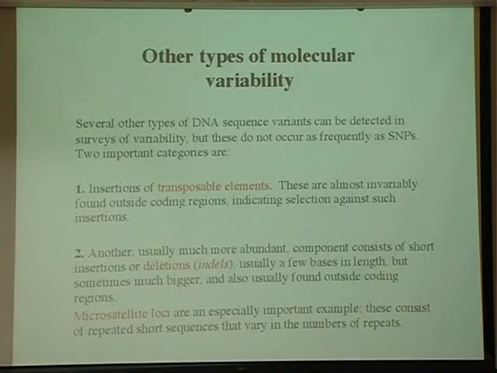Just to wrap up this descriptive part of the talk, there are other types of DNA sequence variation. For example, you can have insertions of what are called transposable elements. These are large chunks of DNA which can move around the genome and insert themselves in different places. These are usually found outside coding regions because they probably induce harmful mutations if they go into a coding sequence.